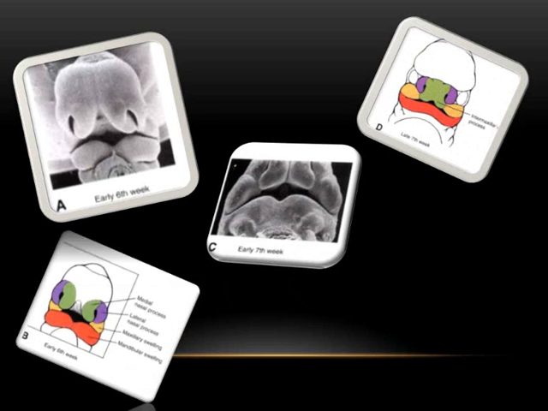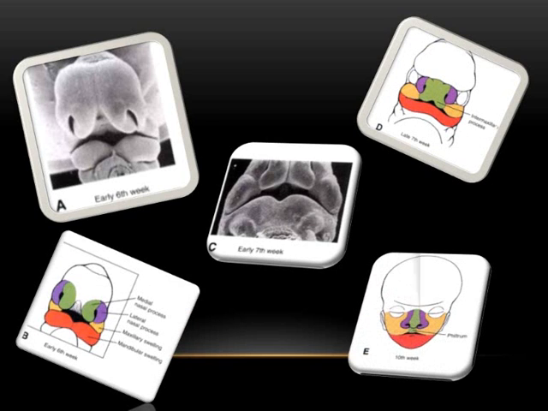This picture represents the summary of what we learned today. We have A, B, C, D, and E. A represents the early 6th week of the development of the zygote. B represents the 6th week, C the 7th week, D the late 7th week, and E the 10th week.